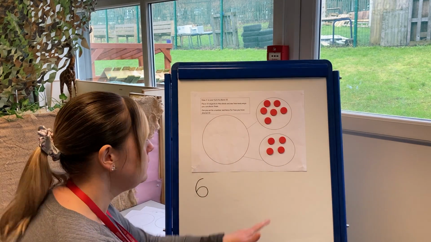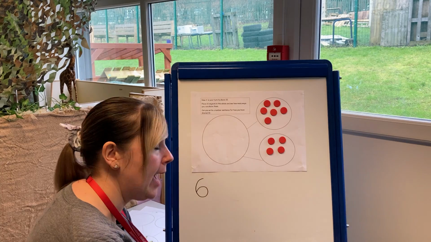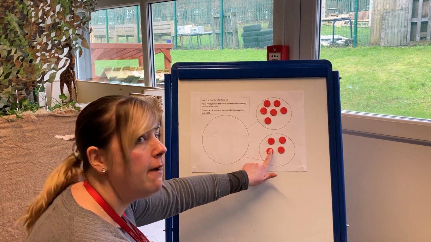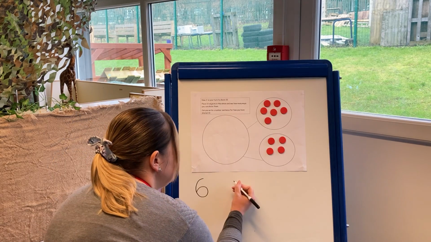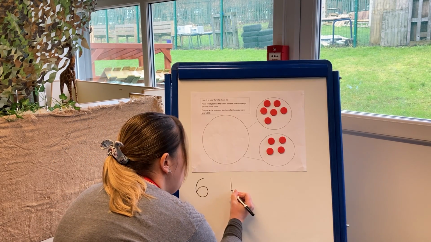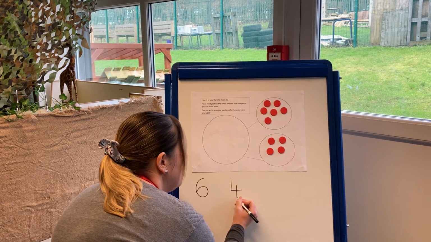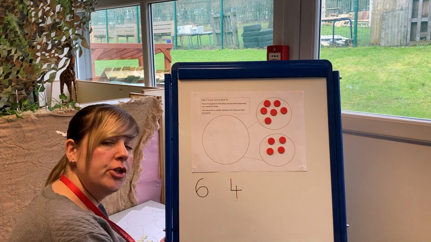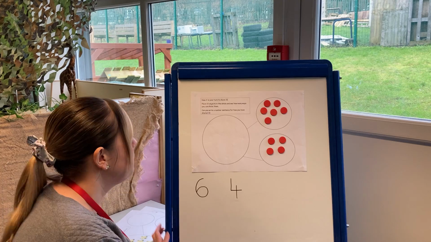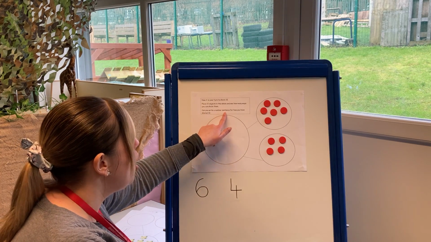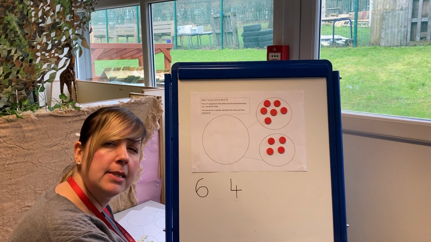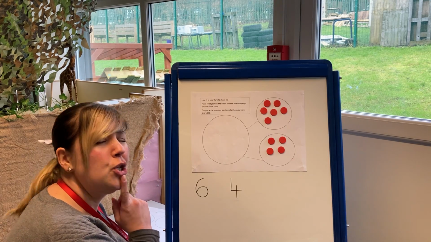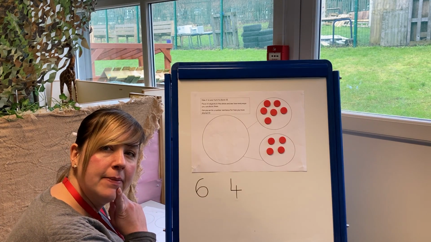Okay. Now I'm going to count how many are in this part. 1, 2, 3, 4. I'm going to leave a space. I'm going to put 4 here. I've left a space because the last question, Blue Group, that you need to do is write a number sentence. Oh, so I need to write a sentence, but using numbers.